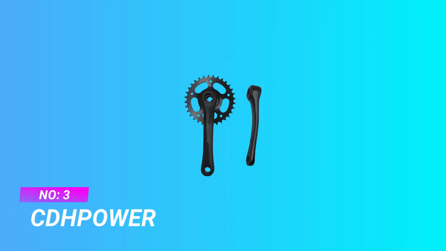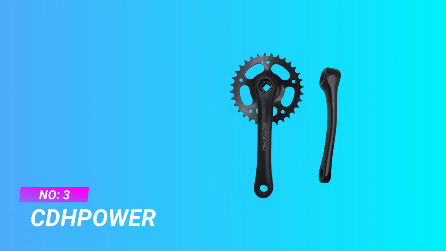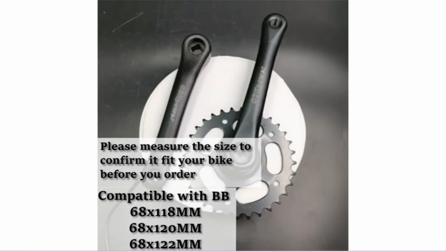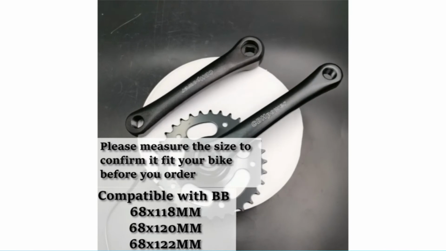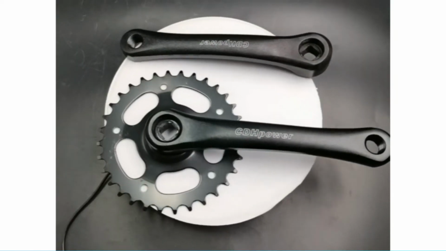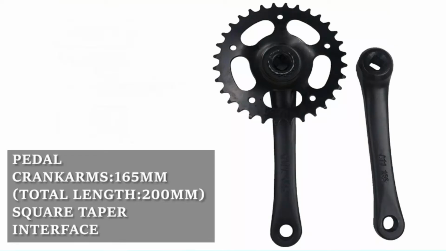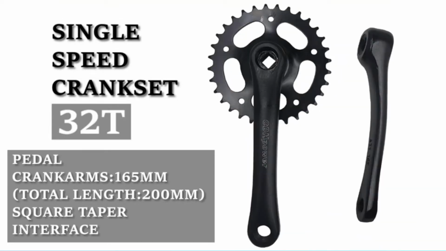Number 3. CDH Power Fixie Crankset. Besides, the crankset is super lightweight and doesn't cause a snag on bicycle speed when installed. It is also easy to fix thanks to its square taper interface and 200 mm length. And the braking is so fluid since it has pedal crank arms that are 165 mm long.